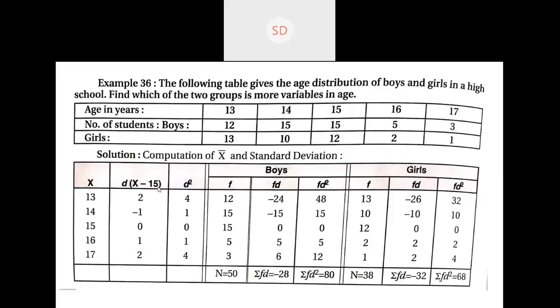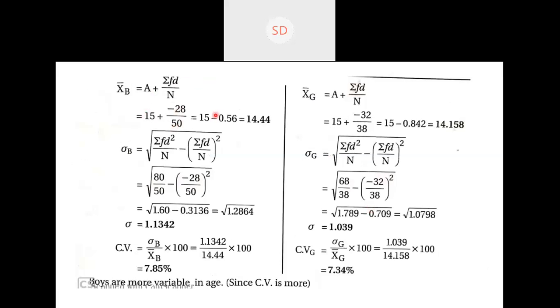Now let's go and solve the problem using the formula. This was completely table calculation. Let's go to the formula. We are supposed to find X bar, the standard deviation, and say which of the two groups is more variable. To find the arithmetic mean, we have used the assumed mean method. So assumed mean plus sigma FD by N. We have calculated this for boys as well as for girls. Whatever we are calculating on this side is for boys, and this part of it is for girls.